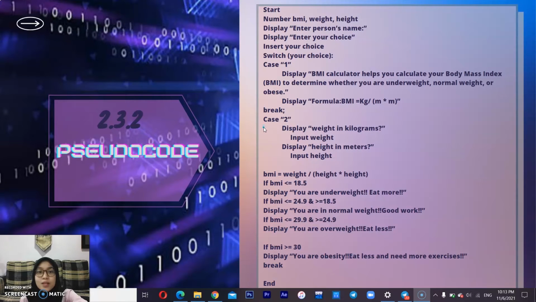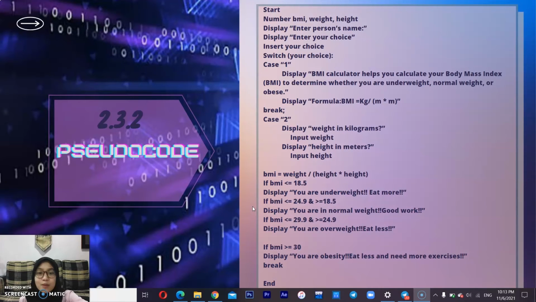And then we continue with case 2. We put display weight in kilograms, and then input weight. Then display height in meters, and then input height. For the output, BMI equals weight over height multiplied by height. If BMI is less than or equal to 18.5, we display you are underweight, eat more. If BMI is less than or equal to 24.9 and greater than or equal to 18.5, we display you are in normal weight, good work.